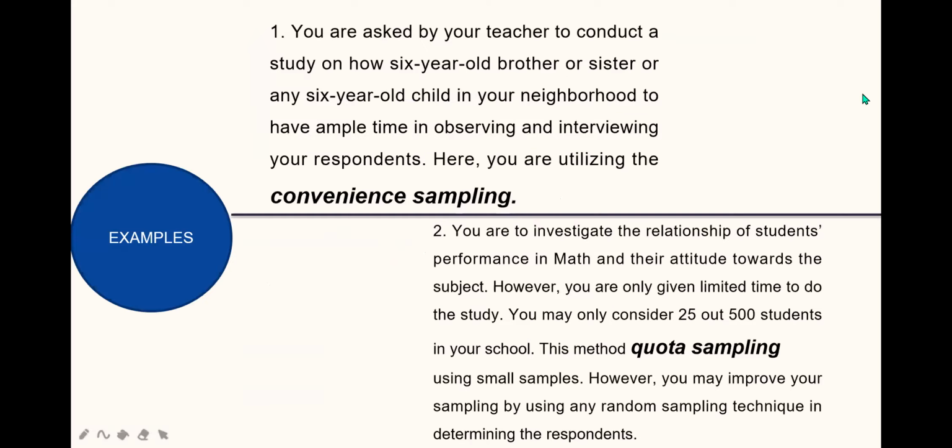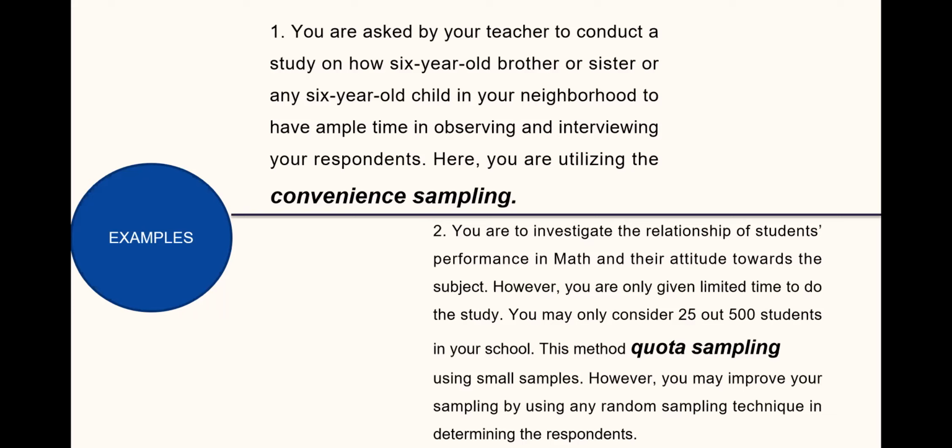Next one is what we call convenience sampling. So what is convenience sampling? You are asked by your teacher to conduct a study of 6-year-old brothers or sisters, or any 6-year-old child in your neighborhood. But there is a problem. To have ample time in observing and interviewing your respondents, you are utilizing convenience sampling. So your respondents are the 6-year-old brothers or sisters or just the 6-year-old children.